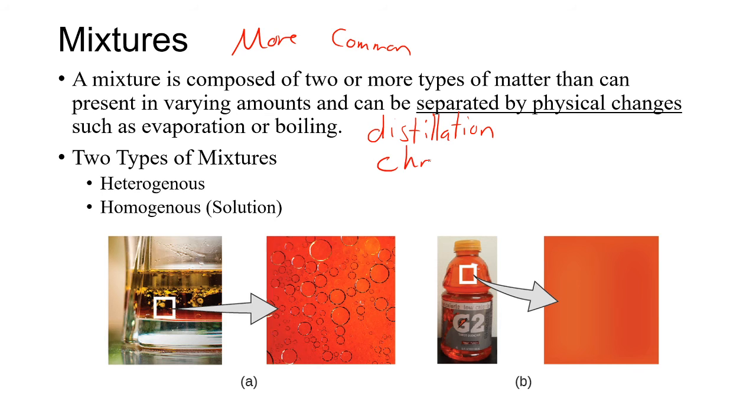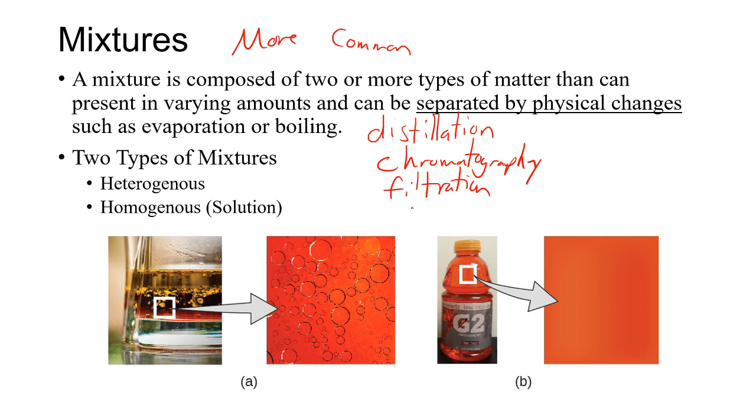You could use something called chromatography, which we'll get into in our states of matter chapter, which is a means of chemical separation based on different forces at play. So these are other examples of physical changes. Filtration's another one.